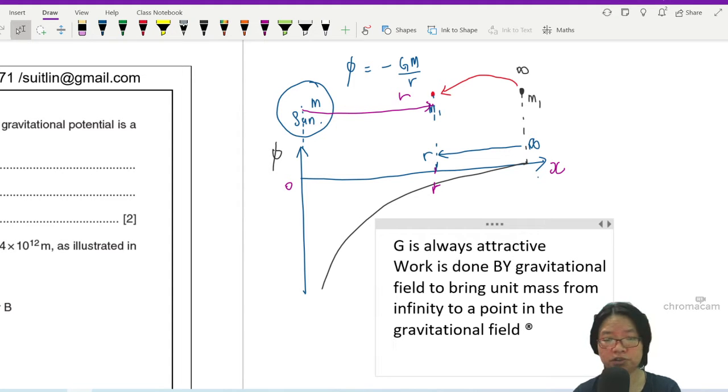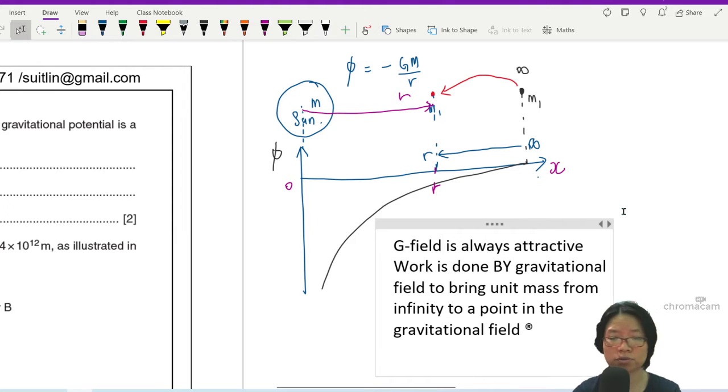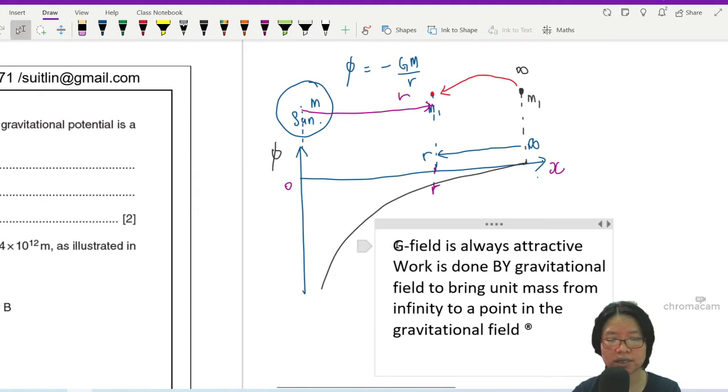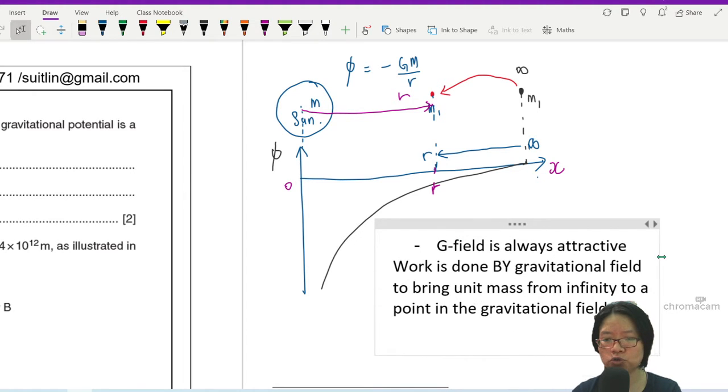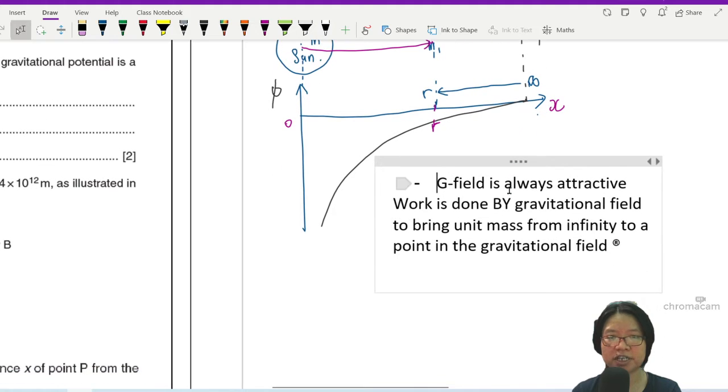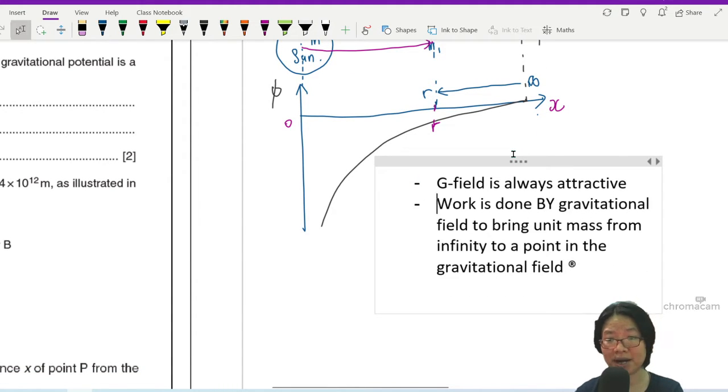So because the gravitational field, let me change this, not gravitational constant, the gravitational field is always attractive, point number one. And point number two, work is done by the gravitational field to bring the unit mass from infinity to a point. And because work is done by the gravitational field, I can use this term called work got out.